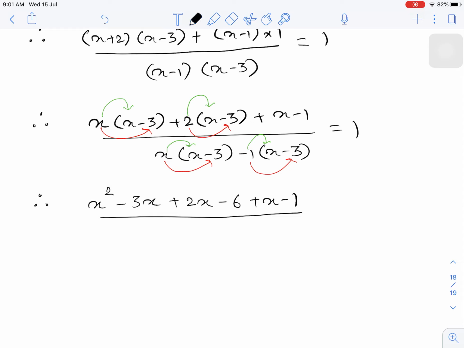Now x into x, so that is x square, then plus into minus, minus x into 3, that is 3x. Then minus into plus, it is again minus, then 1 into x will become x, then minus into minus will become plus, and 3 ones are 3, so equals to 1.